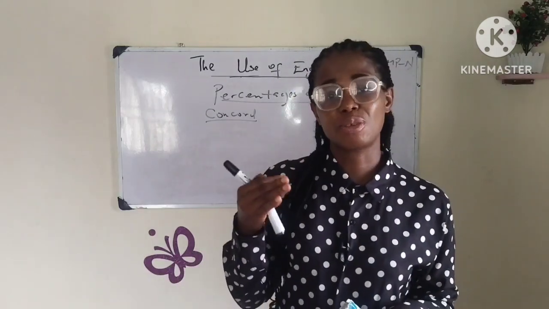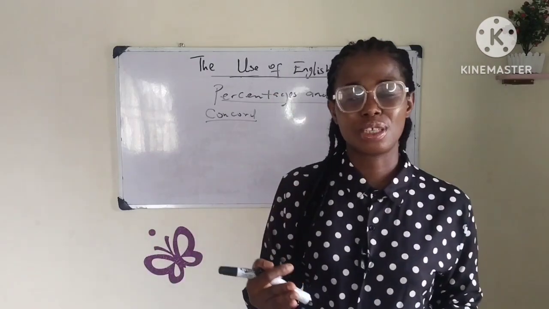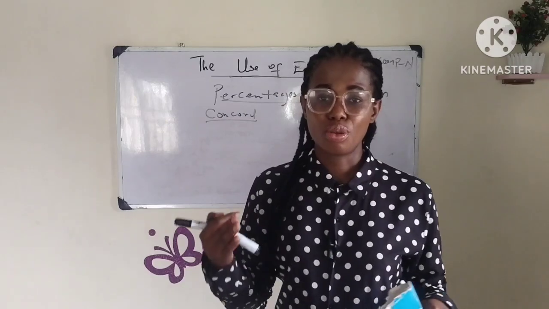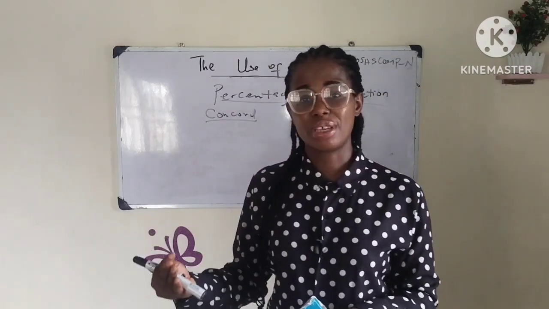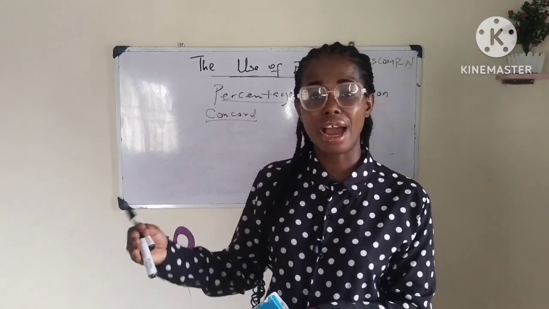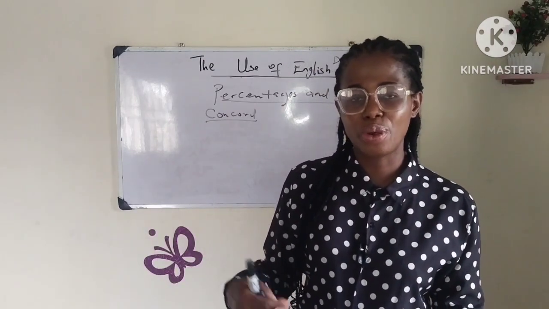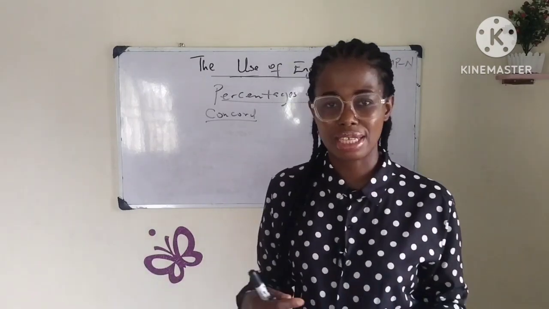50% is a percentage, right? Now after 50%, what do we have? We have schools. Schools, singular or plural? Plural, right? So that means we should use a plural verb in the sentence. 50% of schools in Nigeria are owned by the government. So that's how to answer such questions.